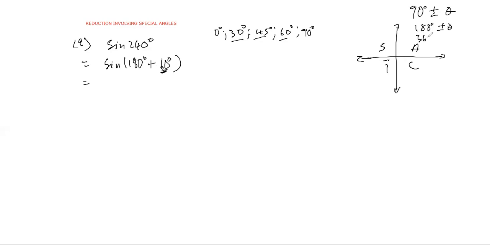Remember, 180 and 360 reductions are a family because the ratio never changes, but the 90 plus or minus is not. If it's sine, it's going to change to cos. If it's cos, it's going to change to sine, and then the quadrant will tell you whether it will be negative or positive. So let's get to this. This is in the third quadrant, and sine is negative. I'm going to have minus sine 60, and I know sine 60 is square root of 3 over 2.